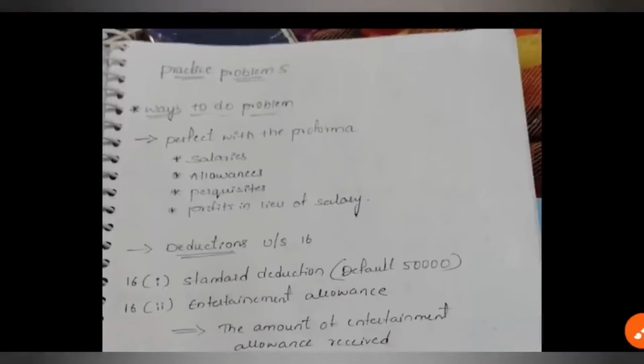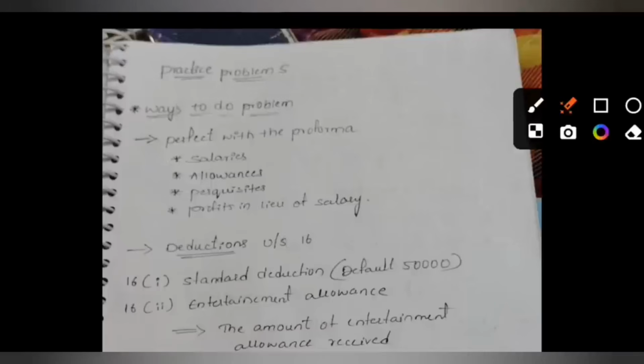So certain points you need to remember when you are doing income from salaries. The first thing is, in the proforma there are 4 main headings you need to write in every question, that is salaries, allowances, perquisites and profit in lieu of salary, as we have discussed in the proforma. So in that proforma the main 4 things you are having: salaries, allowances, perquisites and profit in lieu of salaries.